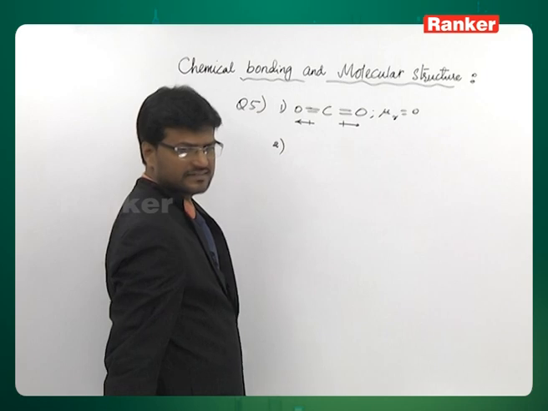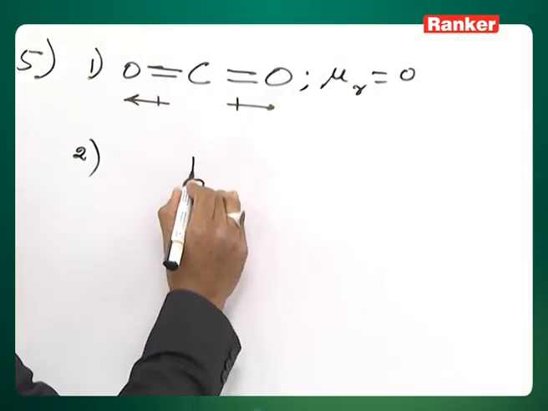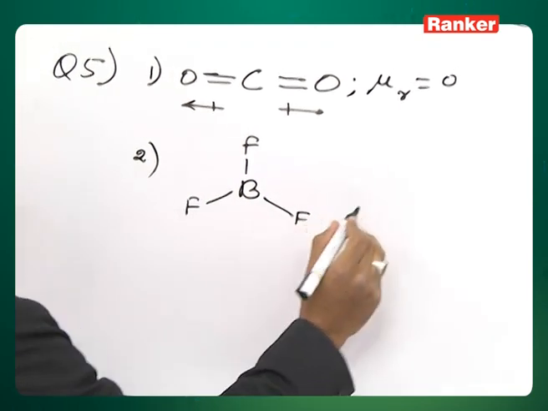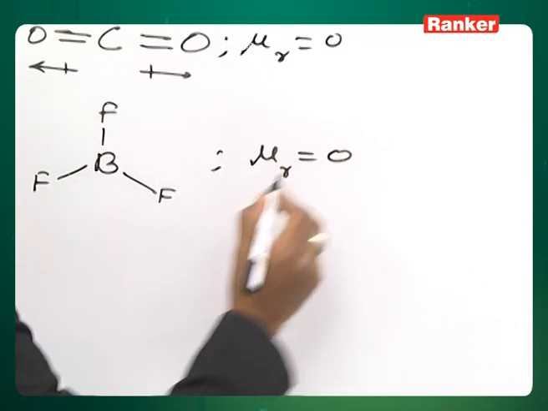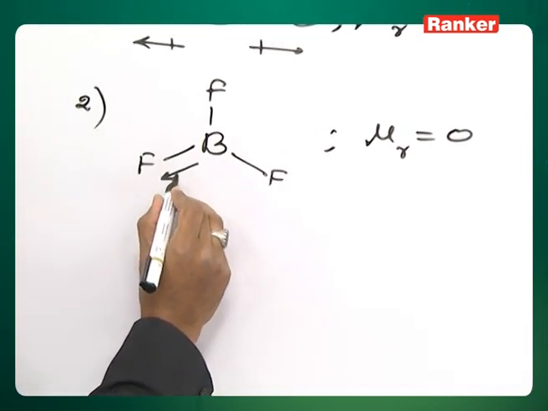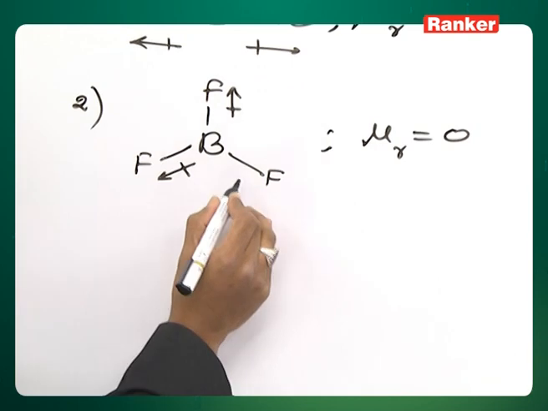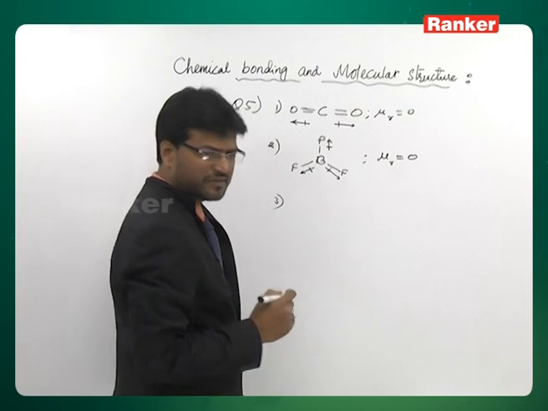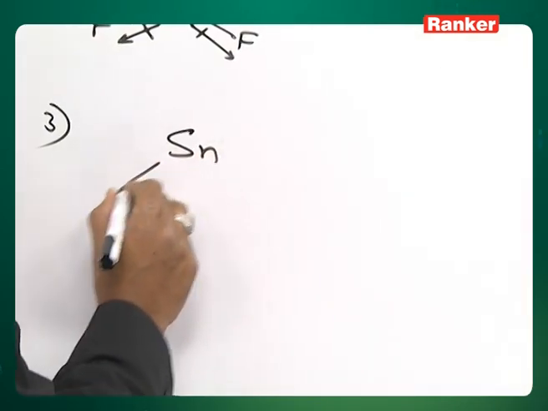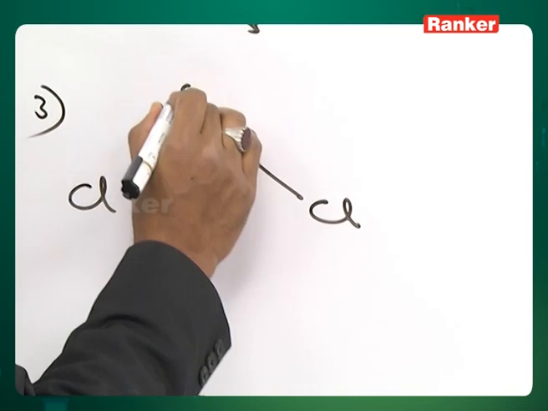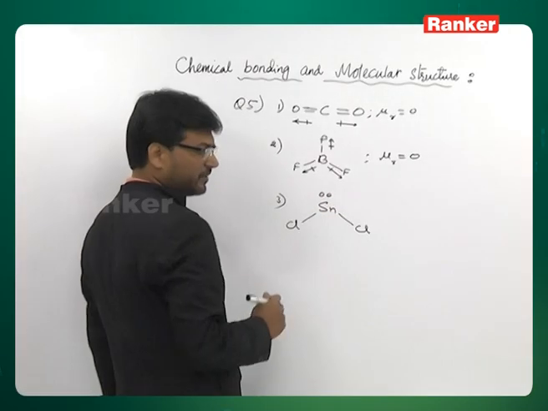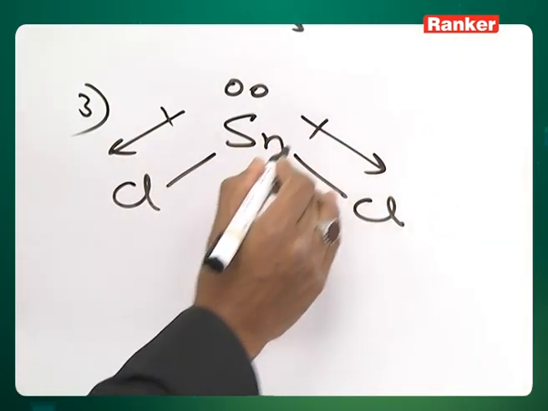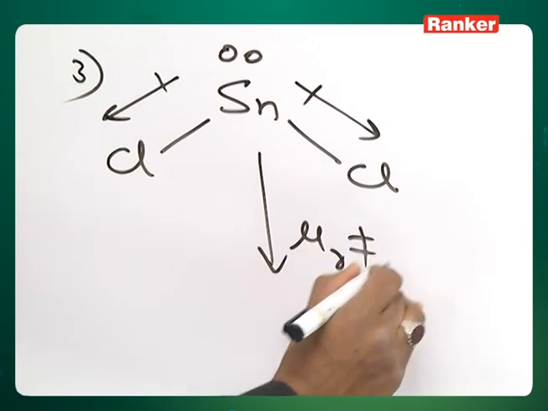Option 2 is BF3. It has 3 fluorines in a trigonal planar molecule and the resultant is 0 because the bond moments of these 3 will cancel out each other. Resultant is 0. Number 3 is SnCl2. This is SnCl2. It has got a lone pair and 2 bond pairs. So, it is angular. Because it is angular, the resultant will be acting in this direction. Mu r is not equal to 0.